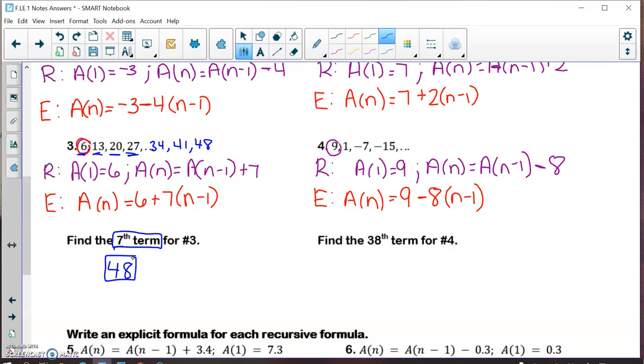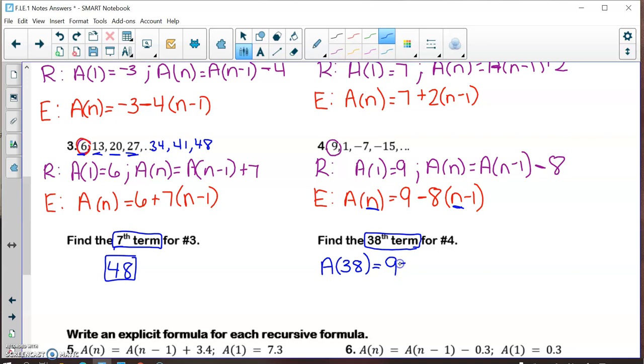Now, the next question says we want to find the 38th term for number 4. I don't know about you, but I'm not going to want to do this sequence 38 times. So I'm going to use the explicit formula. What we do is we take 38 and we put it in for n in my explicit formula equation. So I have a of 38. All that means is I'm finding the 38th term.